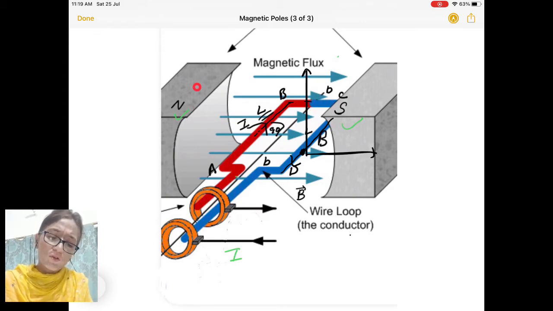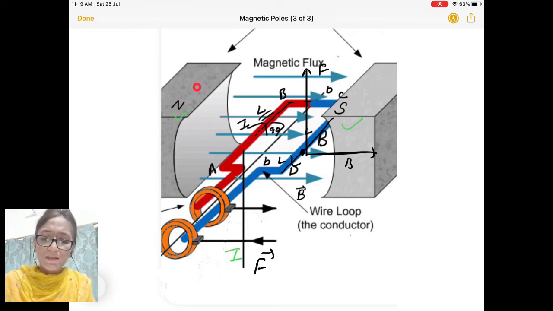Here the field is in this direction, the length vector is in this direction, and the force is in the upward direction. Whereas at this other point, the force is along the downward direction. So the two forces are in opposite directions on the two opposite arms. Now, the force on BC and AD.